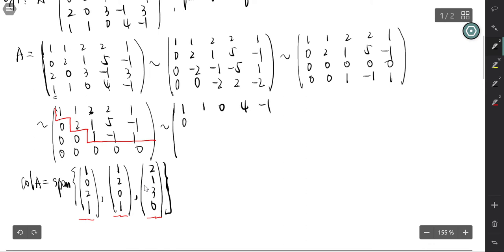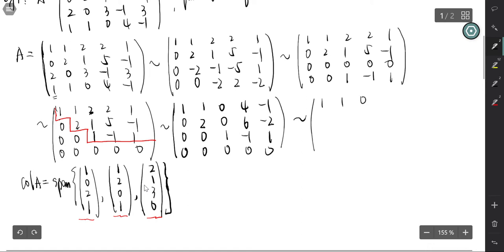And the second row subtracted the third row. So that's 0, 2, 0. That's 6, that's negative 2, and 0, 0, 1, negative 1, 1, 0, 0, 0, 0, 0. And the second row divided by 2, and it's 0, 1, 0, 3, negative 1. 0, 0, 1, negative 1, 1. Yeah, 0, 0, 0, 0.